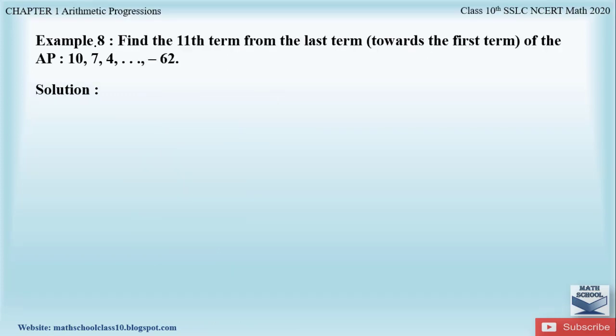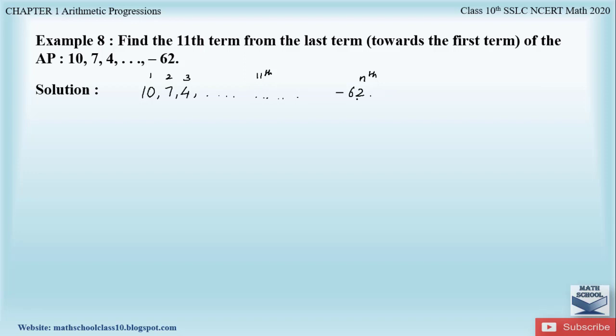Now coming to example number 8, which says: find the 11th term from the last term towards the first term of the AP. Now this is the AP given: 10, 7, 4 and so on up to minus 62. So this is the first term, this is the second term, this is the third term and this is the nth term given. From this last term we have to count backwards and determine the 11th term value.